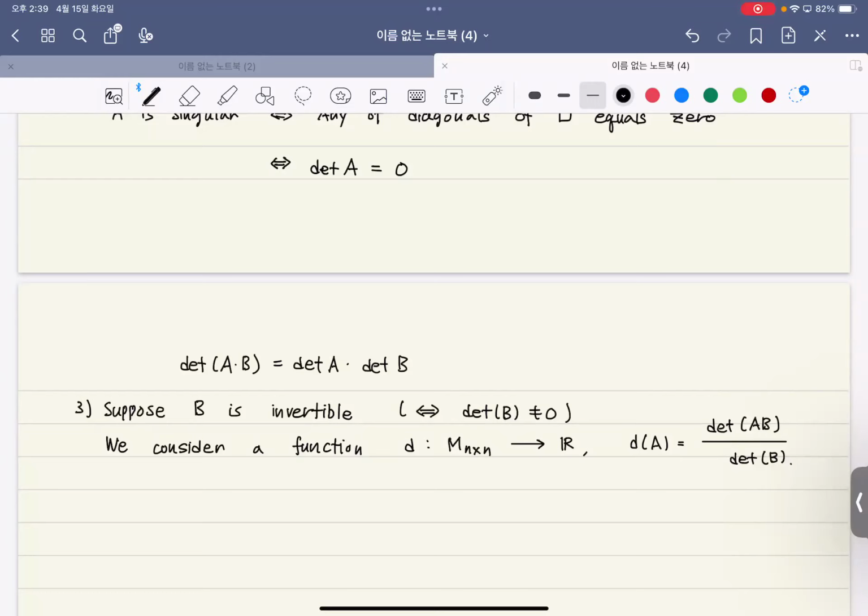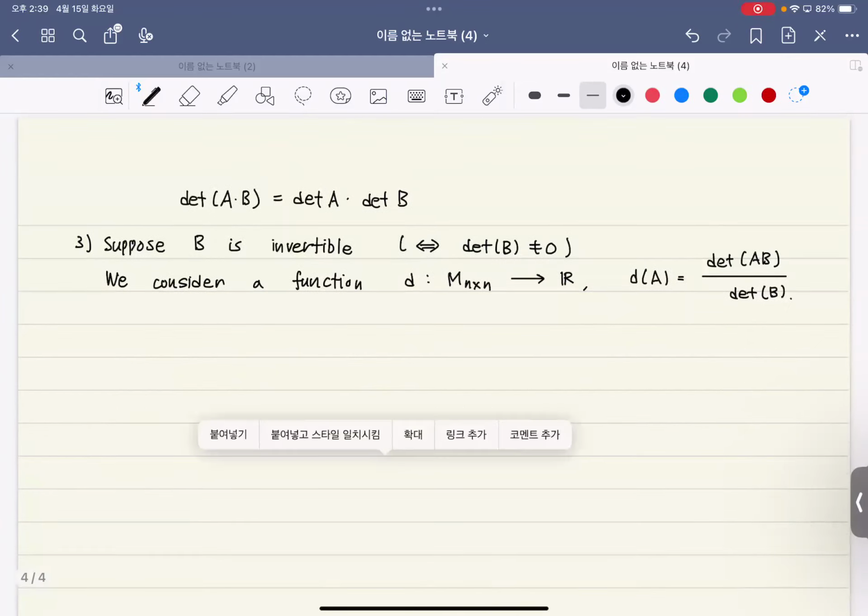Now, what I'm going to prove is very simple. I will claim this newly defined function D is multilinear, alternating, and unitary. If I can show my newly defined function D satisfies all these 3 properties, then I am safe to say this function D is in fact the determinant. All right, so the proof goes like this.